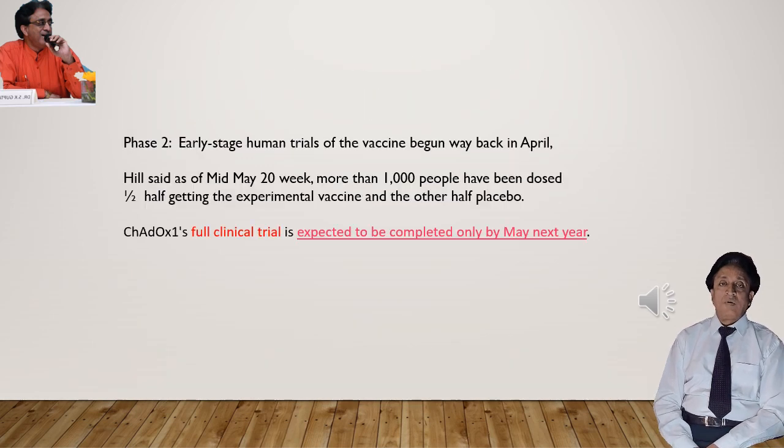The vaccine was found to be pretty safe, so the early-stage human trials began way back in April, and by mid-May 2020 about 1,000 volunteers had been recruited for the phase 2 clinical trials, and about half of them have been given the vaccine and half have been given the placebo. And the full clinical trial of this vaccine is expected to be completed by May next year.